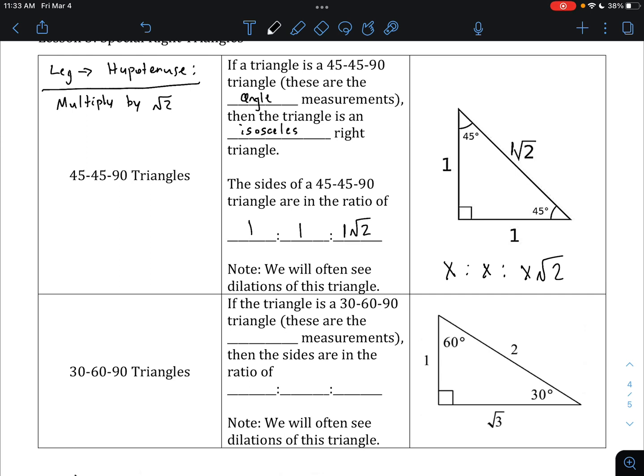We're going to multiply by the square root of 2. And anytime I'm going from my leg to another leg, if I know one leg and I need the other leg, well, it's the same, since it's isosceles. So those are the same length.